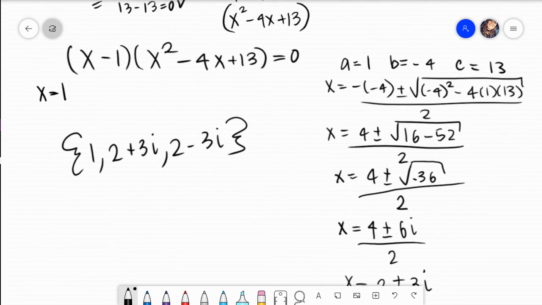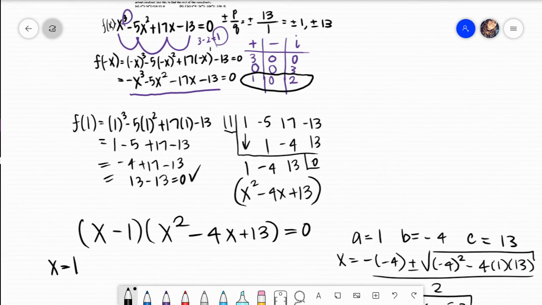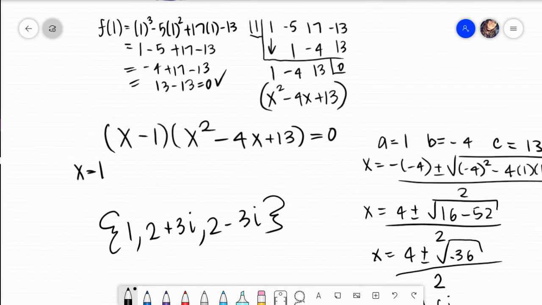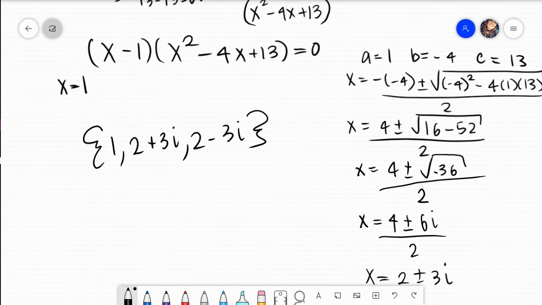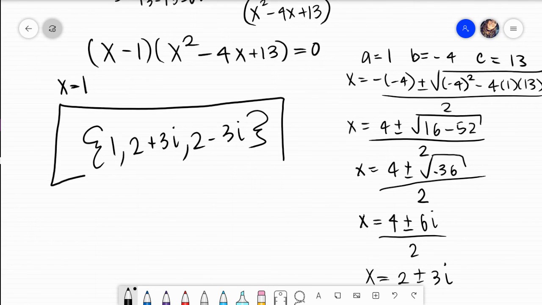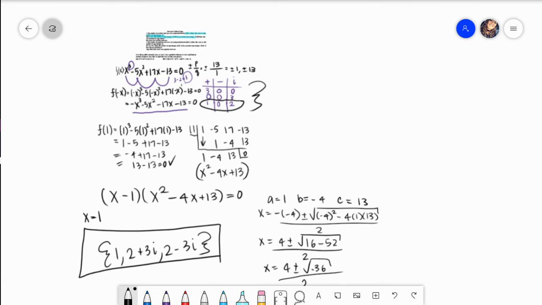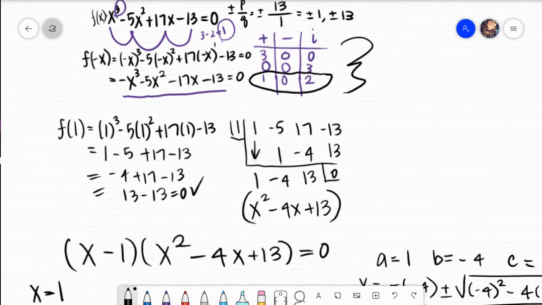I did Descartes' rule of signs, and I learned that these were the different combinations that I could have had for my zeros, and I actually ended up having one positive real zero and 2 imaginary zeros. And so that would be how you will find all the possible zeros using Descartes' rule of signs. Sorry, my handwriting got super sloppy, but that is that.